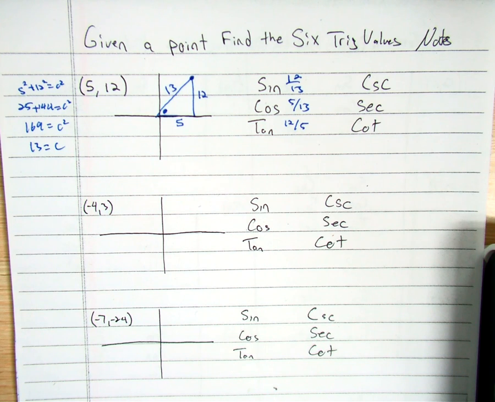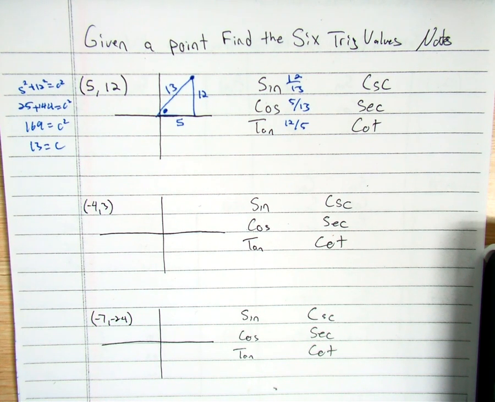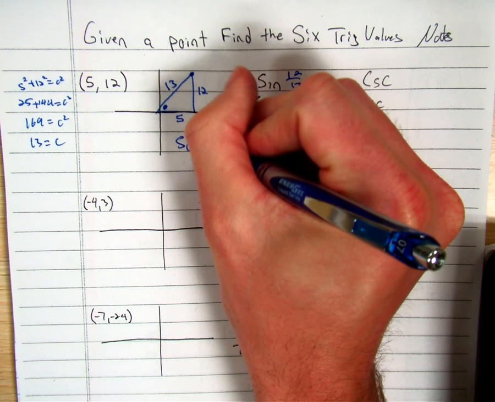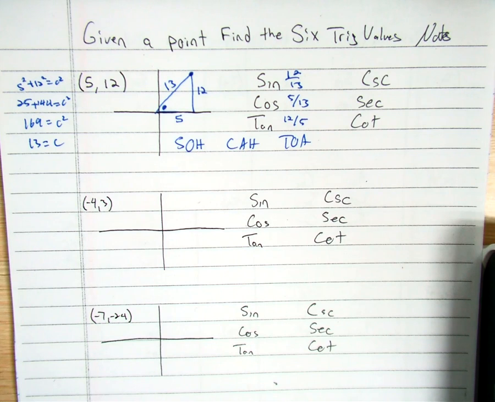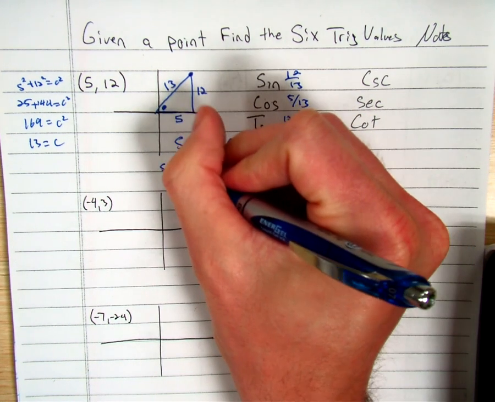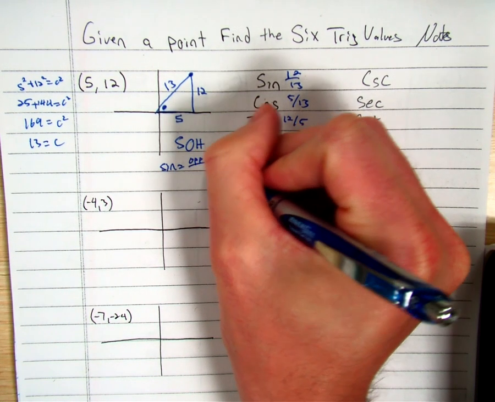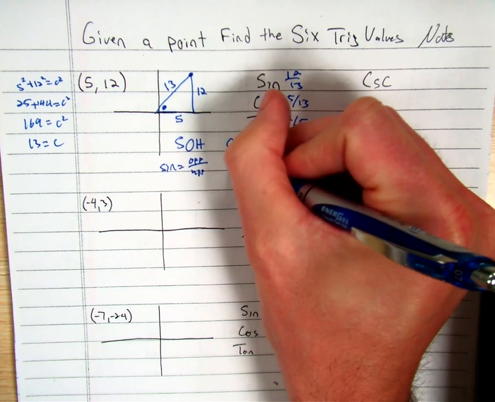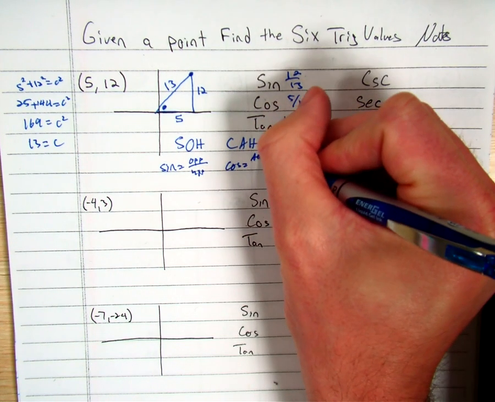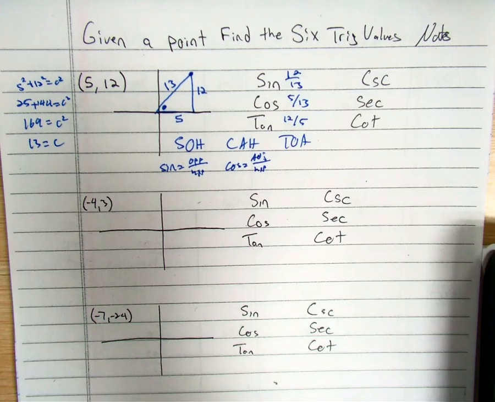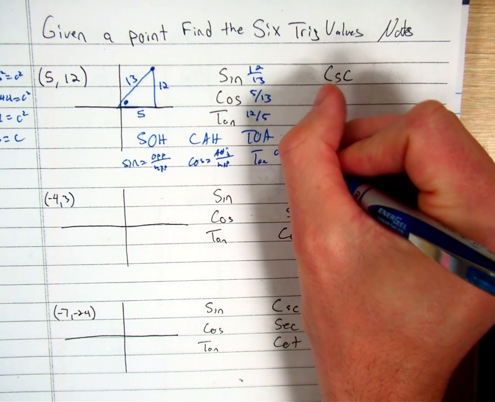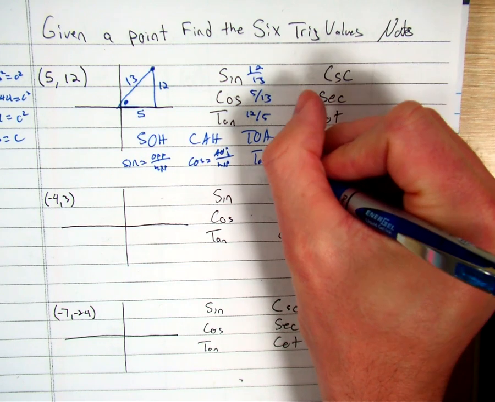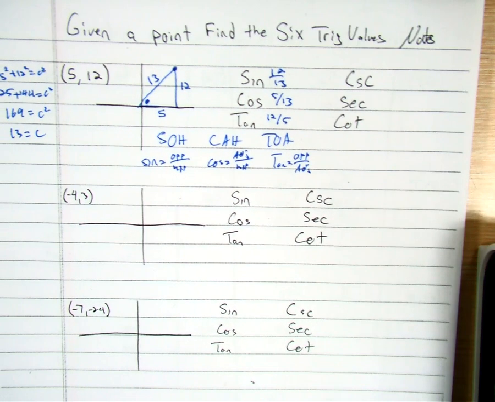If you don't remember those, this is after spring break this year. Remember SOHCAHTOA. Sine is opposite over hypotenuse. Cosine is adjacent over hypotenuse. And TOA, tangent, is opposite over adjacent. So hopefully that can help you remember those.